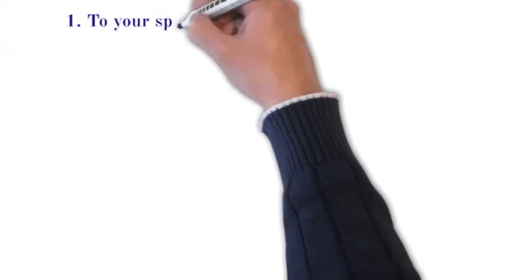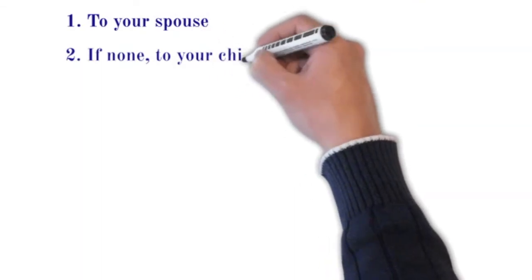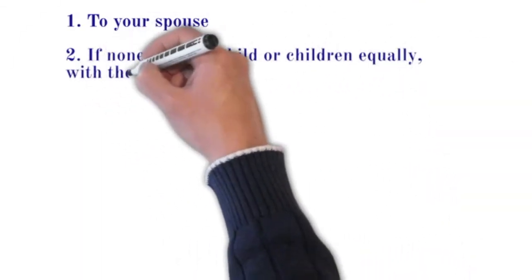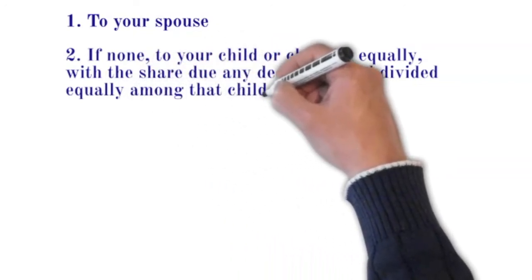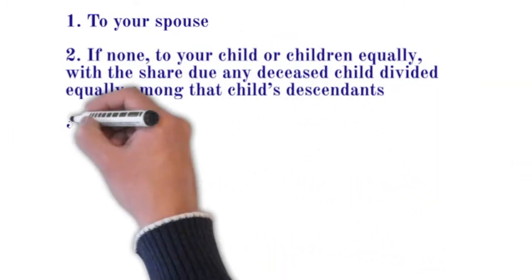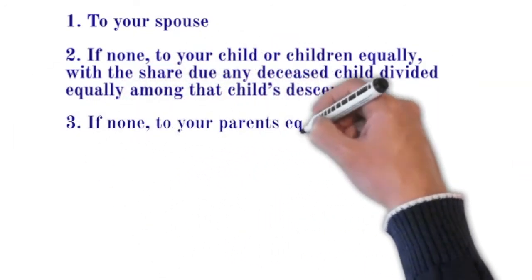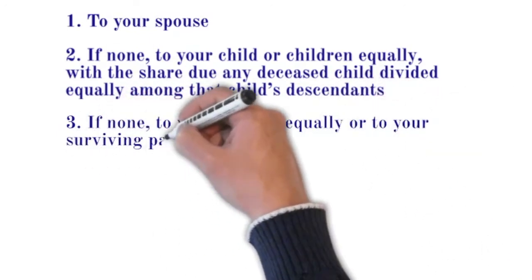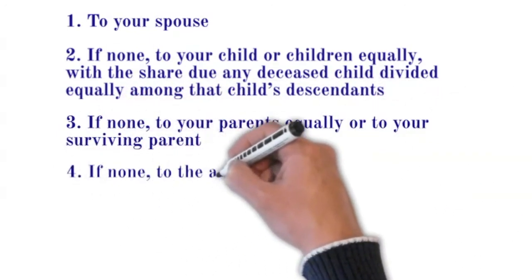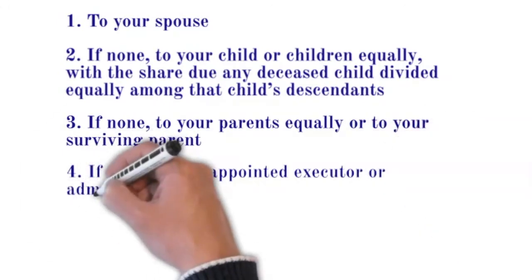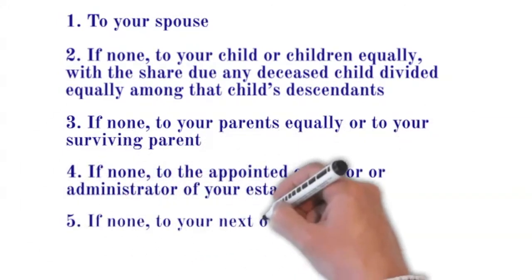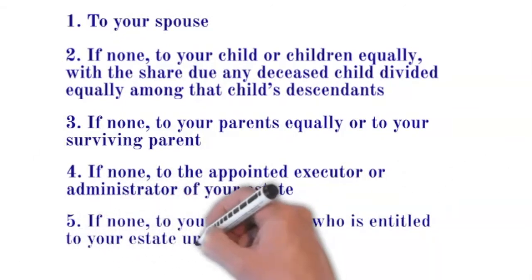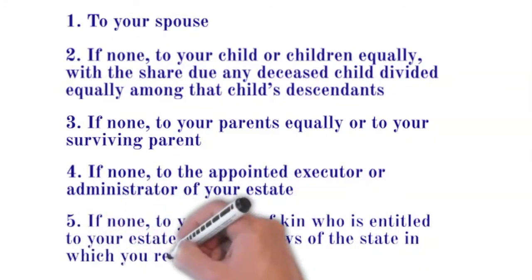The order of precedence is: to your spouse; if none, to your children equally, with the share due any deceased child divided equally among that child's descendants; if none, to your parents equally or to your surviving parent; if none, to the appointed executor or administrator of your estate; if none, to your next of kin who is entitled to your estate under the laws of the state in which you reside at the time of your death.